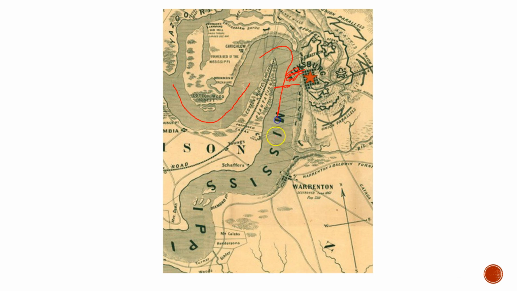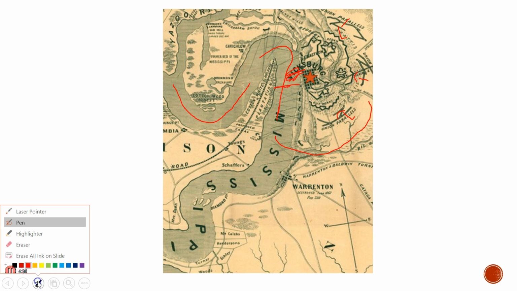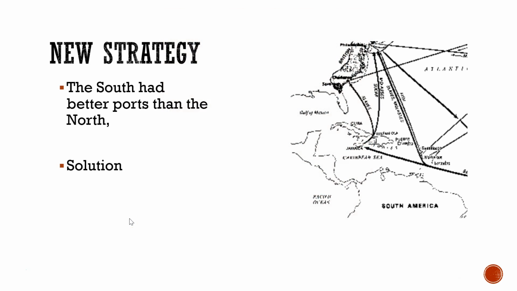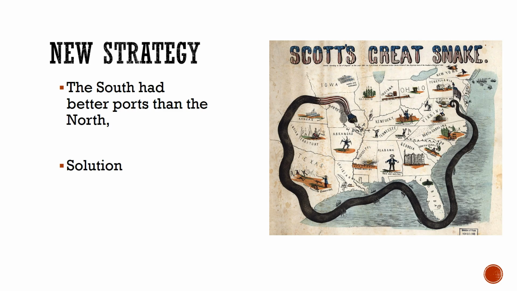But they still move on, and they go around it, and they surround Vicksburg from this side and this side. When they surround it, they finally take Vicksburg over. All right, that's part of a bigger plan that I'll show you right now in a little bit. That is part of the new strategy called the Anaconda Plan. Yeah, the Anaconda Plan, all right?